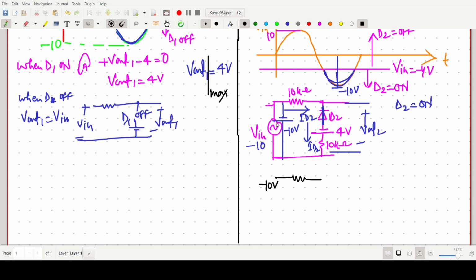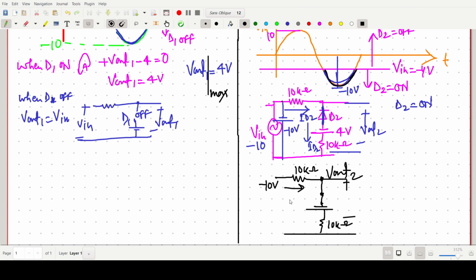Now basically this was sinusoidal, but in our question we have to find the maximum and minimum. So I am saying this one is minus 10 volt. Why? Because this is the region where D2 is on, so it will give some output voltage. This one is 10 kilo ohm, and we are saying this one is V output 2. Clear? And then after this one is on, so make it shorted, and this one will be the 10 kilo ohm.